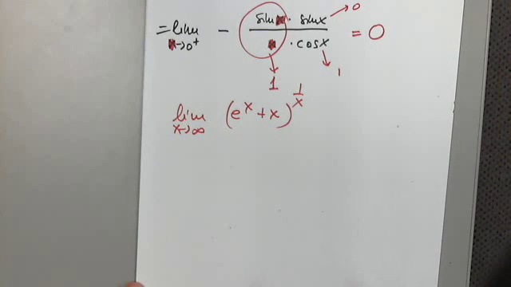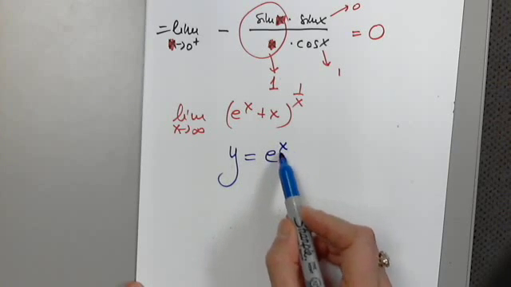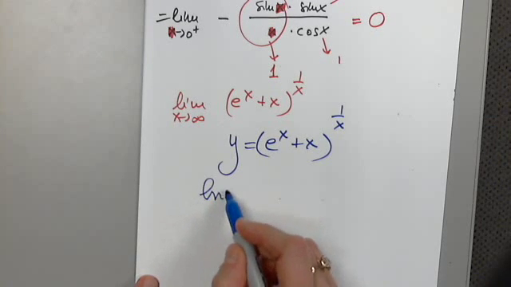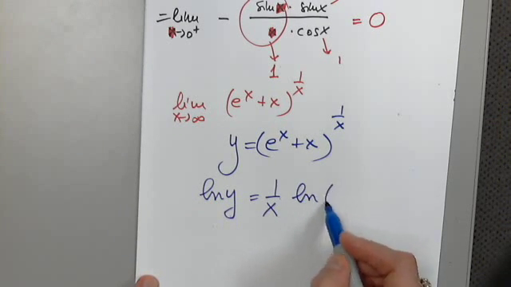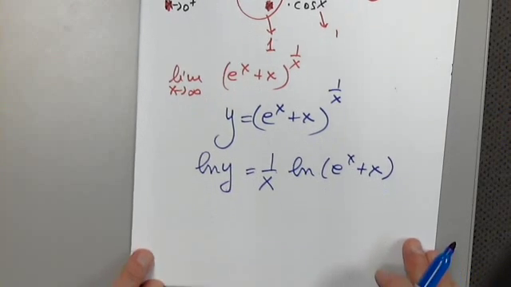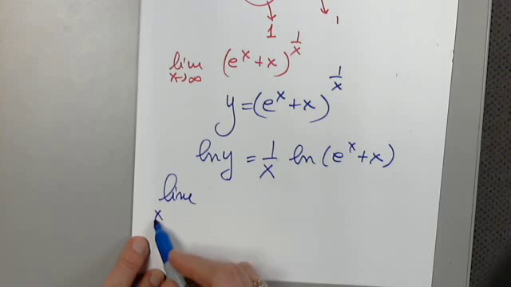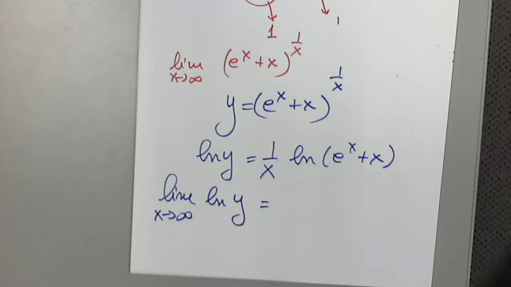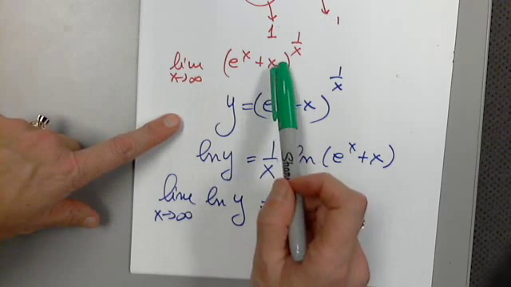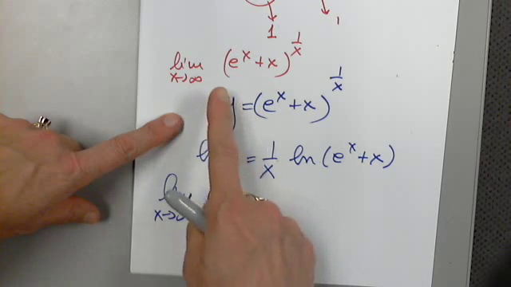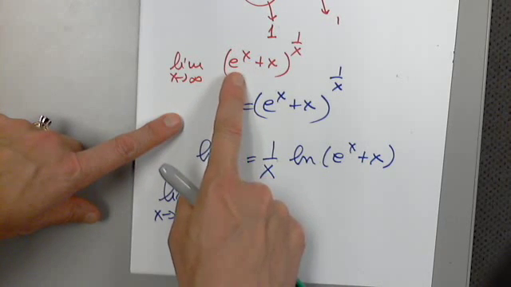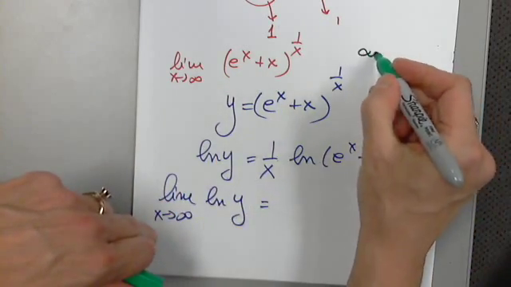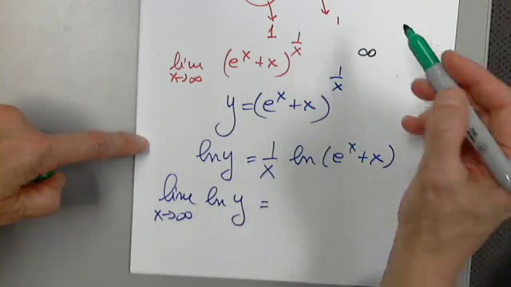So let me put you on the right track one more time. This is y equals e to the x plus x raised to 1 over x. That would be our first step, correct? Then natural log y equals 1 over x natural log of e to the x plus x. And then we apply the limit as x approaches infinity. And by the way, I jumped to conclusions without saying where this goes. When x approaches infinity, this piece approaches infinity. Infinity plus infinity will be infinity, right? So then 1 over infinity is 0.